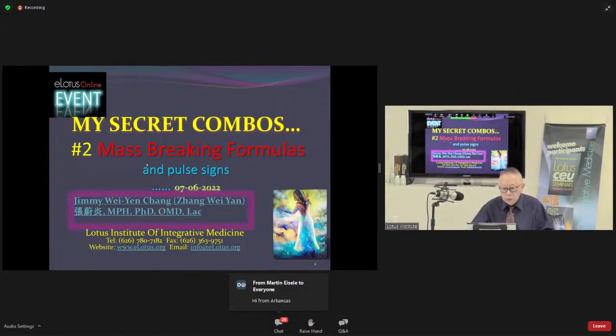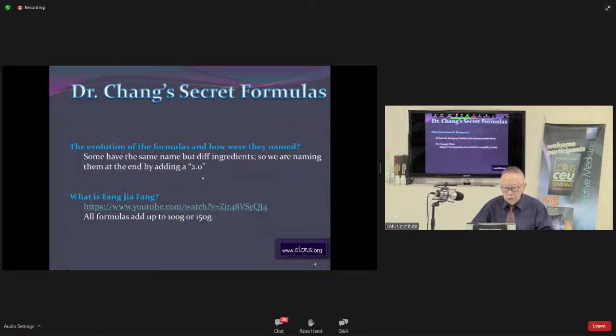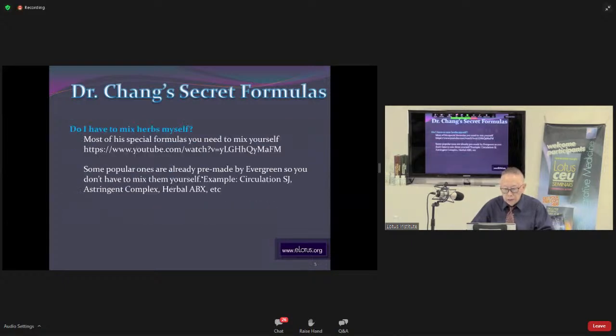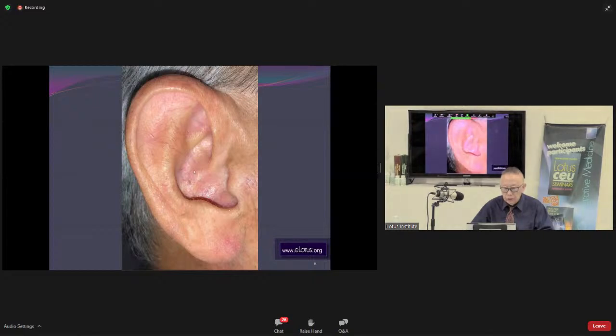We call these mass breaking formulas and some pulse signs. Actually, I'm making it a lot easier for you. Even if you are not very familiar with my pulse signs, you can see from here, you can do anything you want. Okay, let's get started. See the ear signs? There's a lot of things in there to say. Let me do this for you.